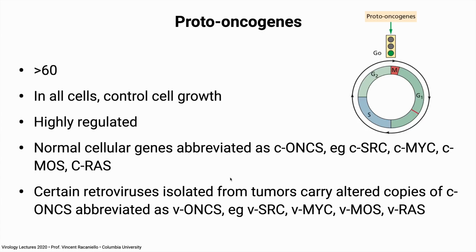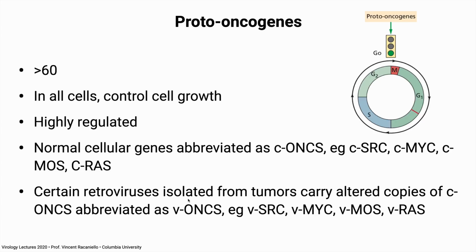So these oncogenes are all present in cells. The retroviruses pick them up. In the cell, we call them proto-oncogenes. There are over 60 that have been identified. They're in all cells. They control cell growth, and they are highly regulated because you don't want cells dividing all the time. You only want them dividing when you need them. If they divide all the time, they'll get mutations in their genomes, and that'll cause cancers. And the normal cellular versions of these genes are called C-oncs, like C-src, C-myc, C-mos, C-ras, etc. The retroviruses, when they pick up these genes, they're called V-oncs, like V-src, V-myc, etc.